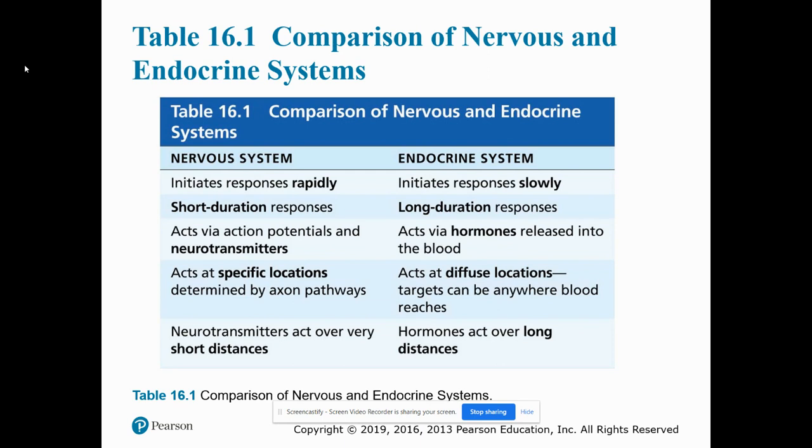So if we were to compare the nervous system and the endocrine system, the first thing we would see is that the nervous system initiates responses rapidly. It's that electrical system. If you remember, it sends those electrical impulses, it goes down the axon and boom, it's fast. The endocrine system, however, has to first make the hormone, then release the hormone, then the hormone has to circulate throughout the blood, then it has to do something with the target cell, and so it takes a little bit longer. The nervous system, short duration responses, right? It's rapid and it's short.